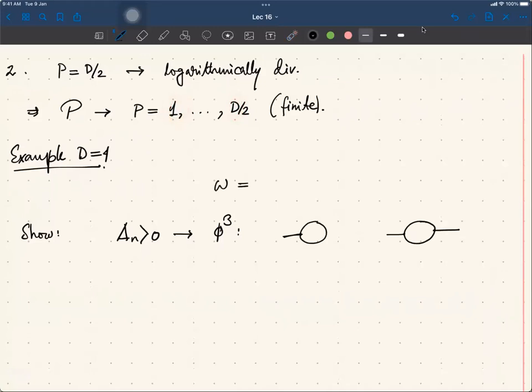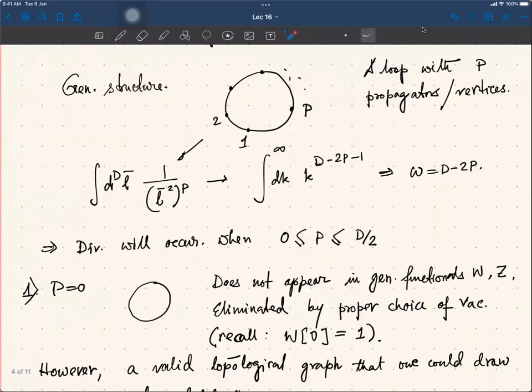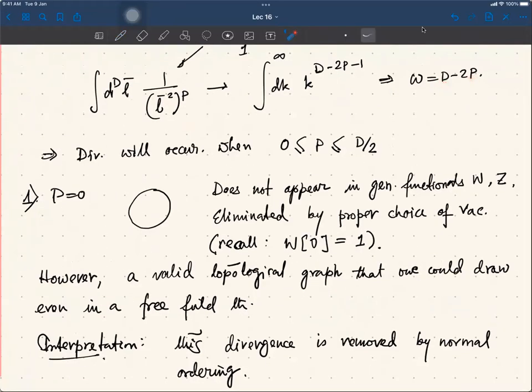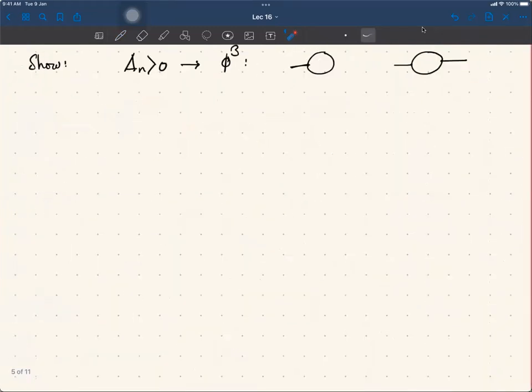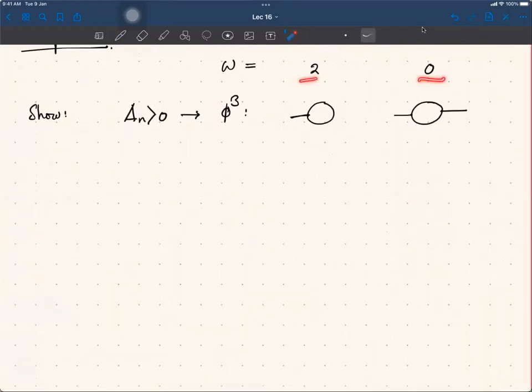The value of omega, let me list it here. The value of omega is fixed when you fix the number of dimensions, d, and the value of p. So p equals 1 in d equal to 4 means omega will be 2, and similarly for p equal to 2, omega will be 0. So there are two graphs, omega equal to 2 and 0, irrespective of what kind of interaction we are listing here. So for delta n equal to 0, your interaction will be phi to the power 4.